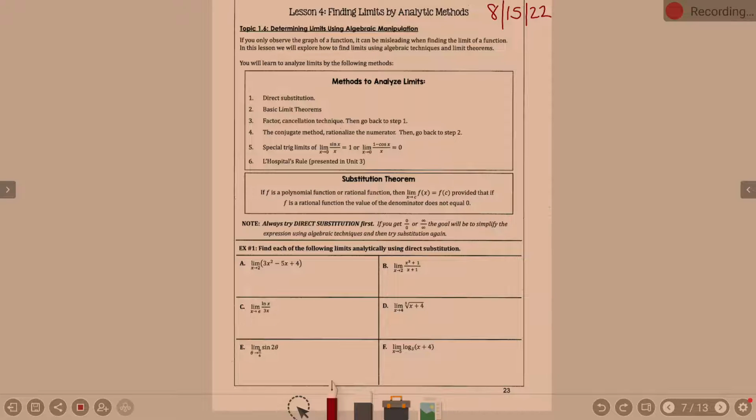So note, always try direct substitution first. If you get 0 over 0 or infinity over infinity, the goal will be to simplify using algebraic techniques and then try again. Okay? And that's where eventually we'll learn L'Hopital's when the algebraic methods fail us.